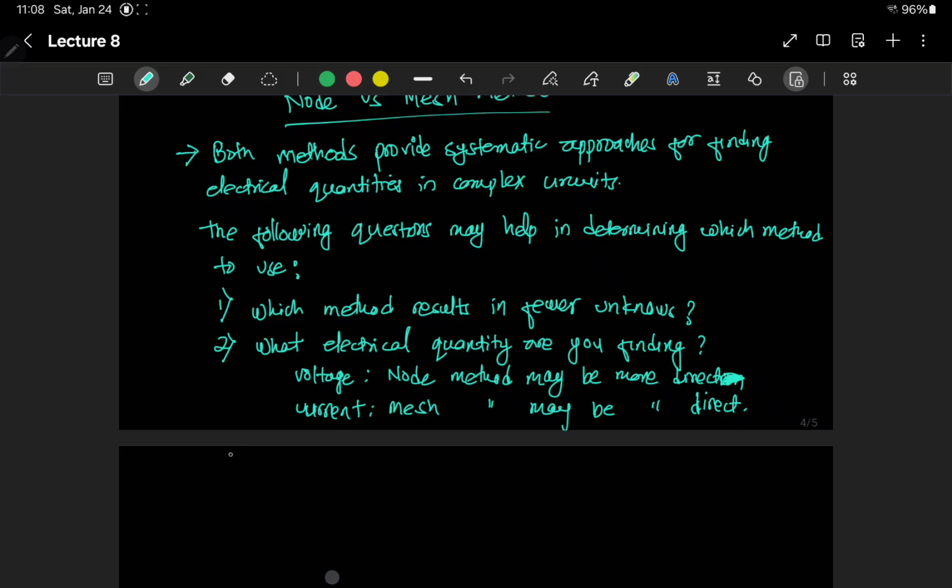And the third parameter that decides which method to use is circuit structure.